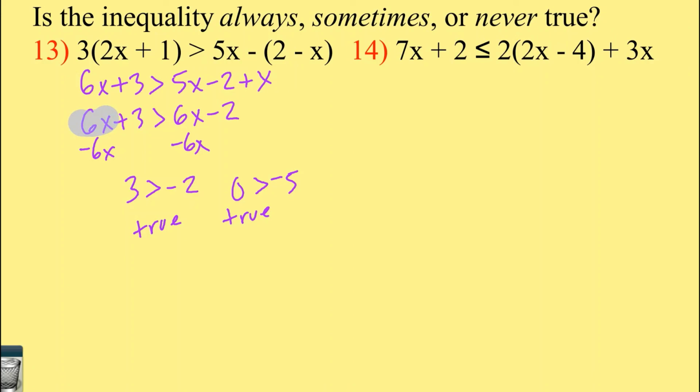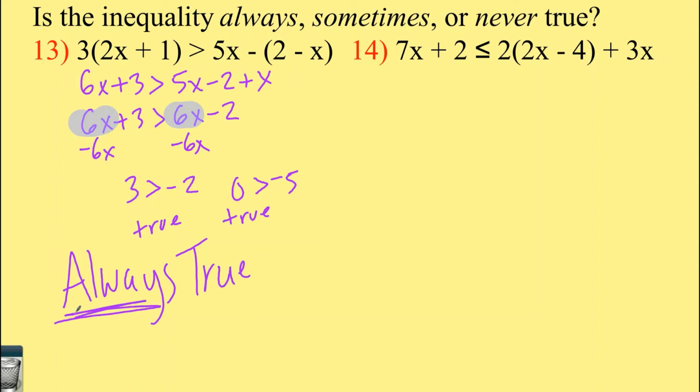We have 6x plus 3, and it must be bigger than 6x minus 2. Doesn't matter what x is. It's always going to be 6 times whatever the same number. We're going to add 3 to it over here, and we're going to subtract 2 from it over here. So you can see that the left side is always going to be bigger than the right side. So this is an always true statement. Okay, always true. All right, what about number 14?